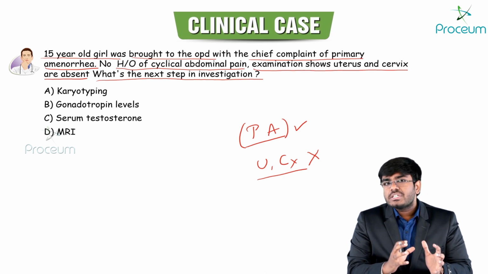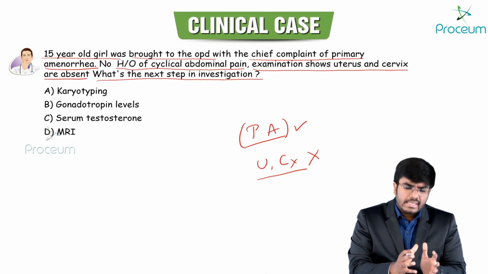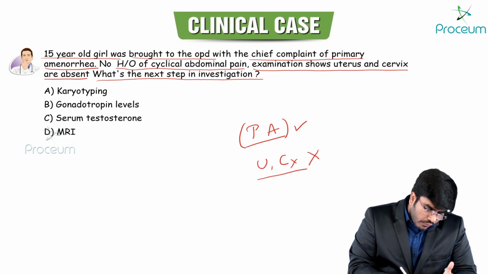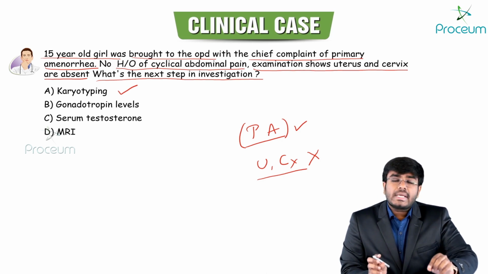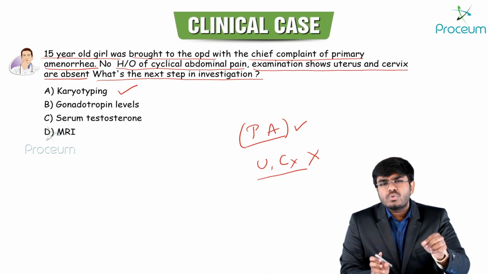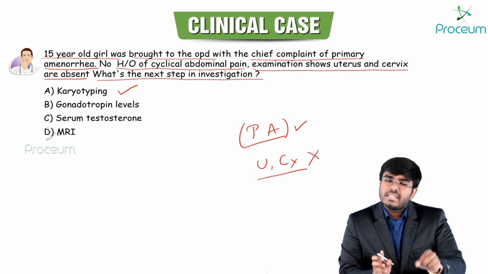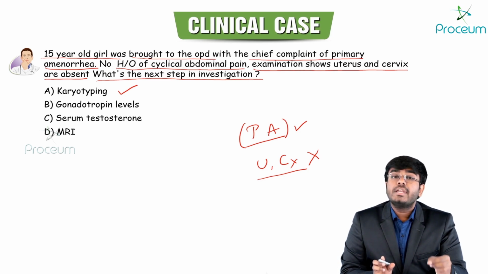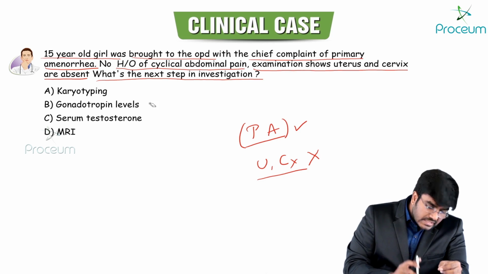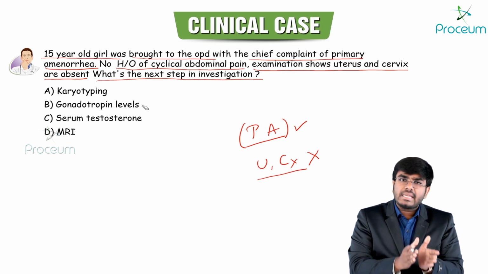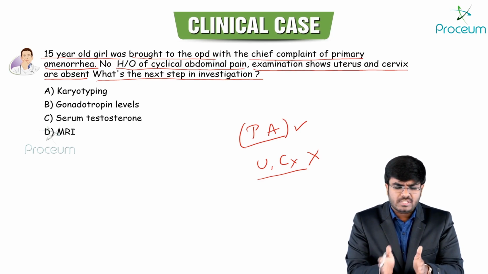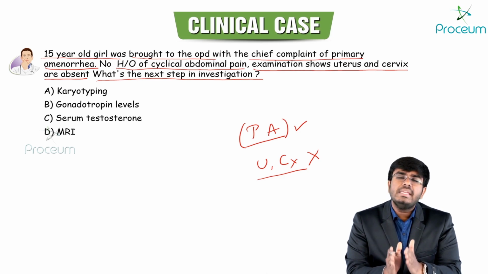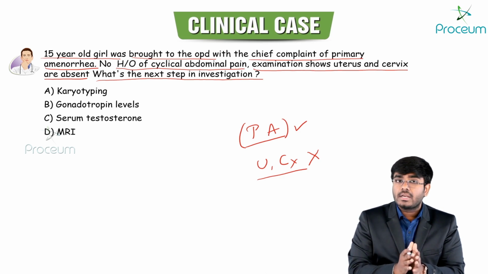Now, how to differentiate between these two? How can I simply differentiate between these two conditions? Should I go for the karyotyping? Yes. Karyotype will differentiate between androgen insensitivity syndrome and Mullerian agenesis. But karyotyping is time taking and it is also expensive. So the next best step is not karyotype. Mullerian agenesis is 46XX and androgen insensitivity syndrome is 46XY. It can differentiate, but not now.